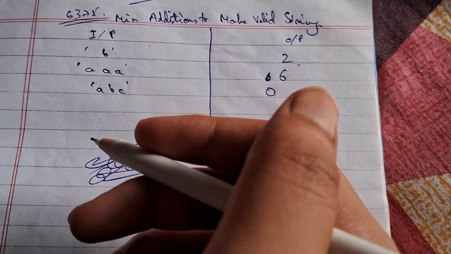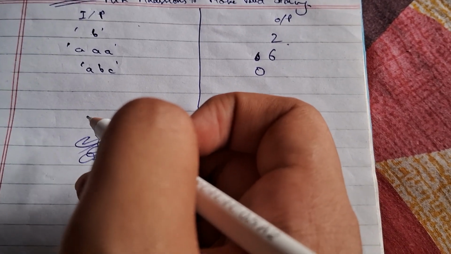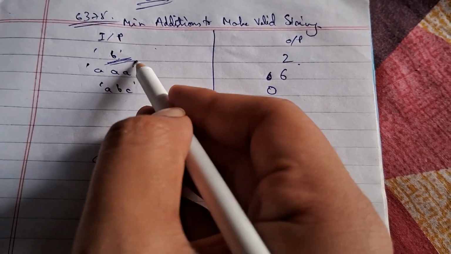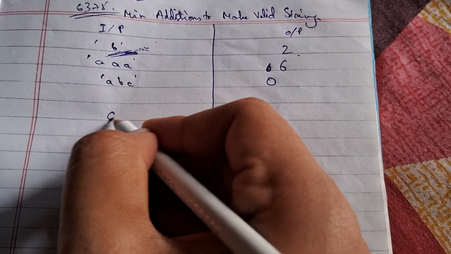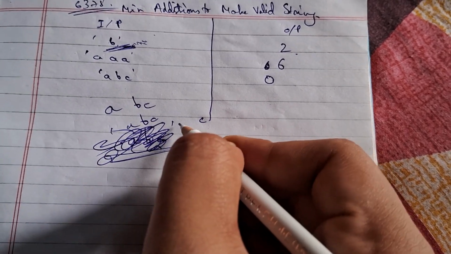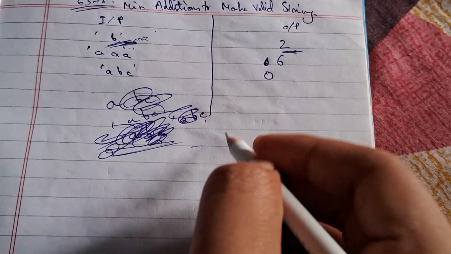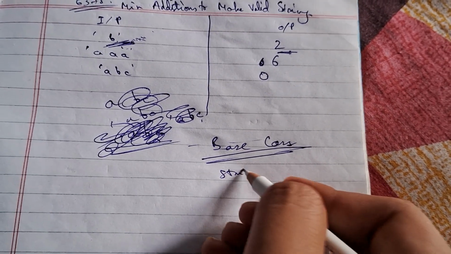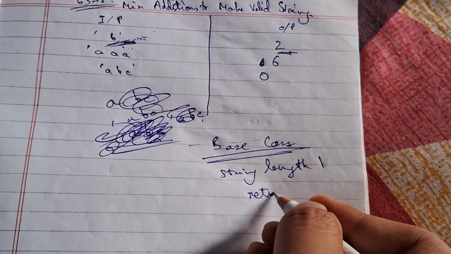Now to understand the problem, you need to think about the test cases. Let's say the string contains only one character, that is, the length of the string is 1. No matter if it is an A, you have to add BC; if it is a B, you have to add AC; and if it is a C, you have to add AB. So if the length is 1, you can return 2. So this is the base case.